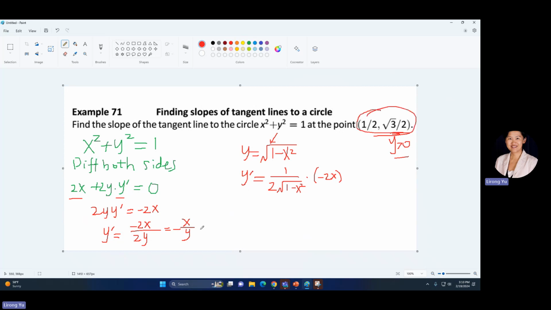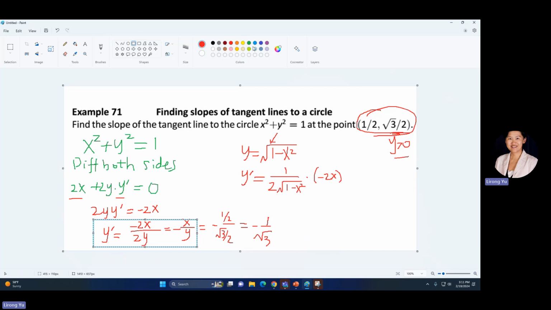This is our x and y. The x is negative 1/2, and the y is root 3 over 2. So we cancel the 2, it's negative 1 over root 3. That's our derivative. That's the slope. Any question? So we'll have our slope of the tangent line. You can see this is a formula for the derivative, and then we start plugging in the numbers because we want to know the slope.